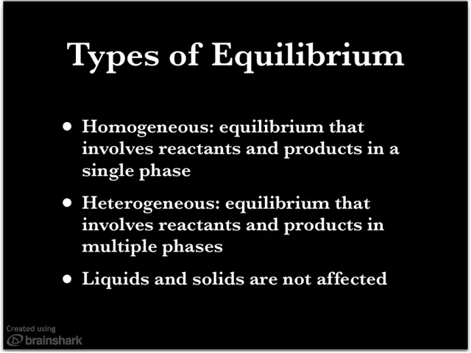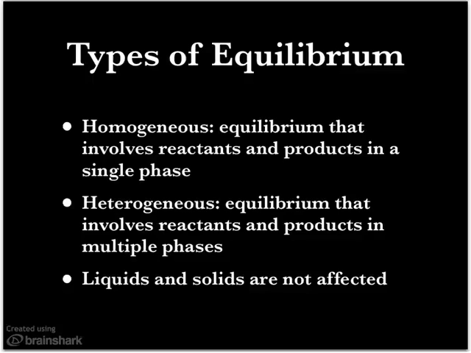Now let's just go into different types of equilibrium. A homogeneous equilibrium is basically that equilibrium where you have reactants and products in the same phase, meaning they're all liquids, they're all solids, they're all concentrations, they're all pressures. So everything's the same for homogeneous. For heterogeneous, you have reactants and products at different phases. So you might have a liquid, you might have a gas, you might have a pressure, that type of thing.